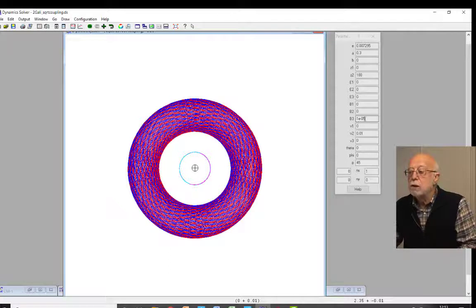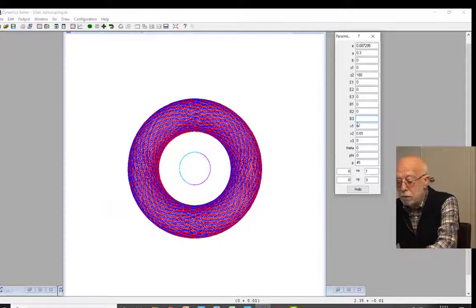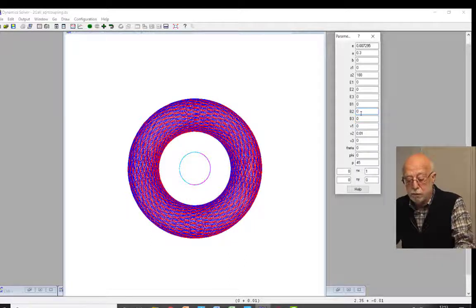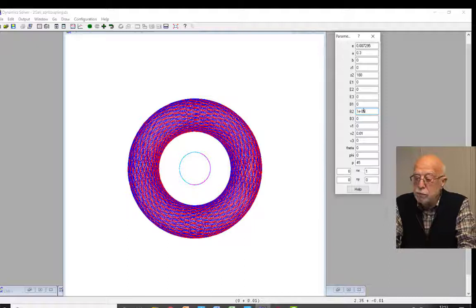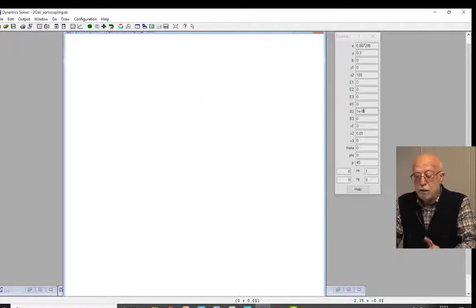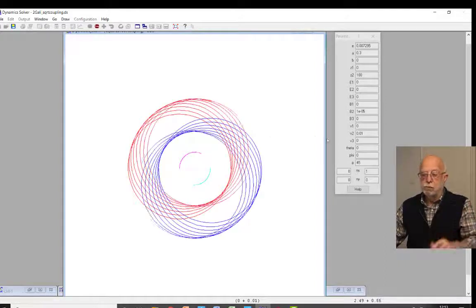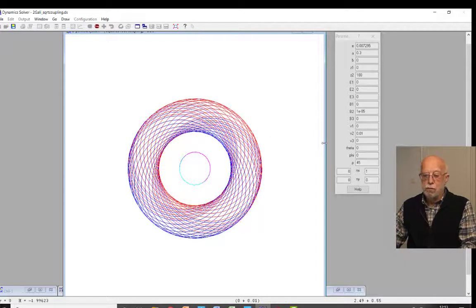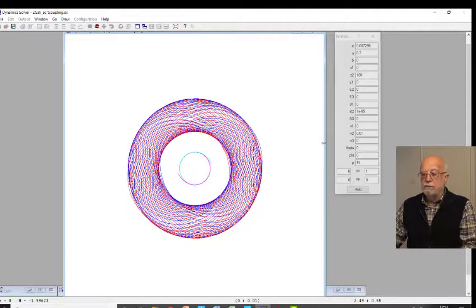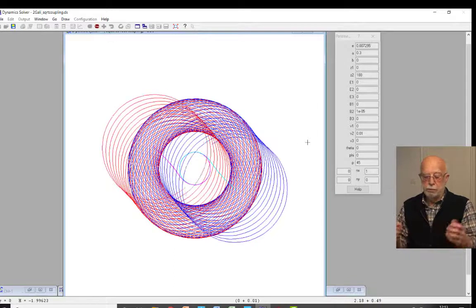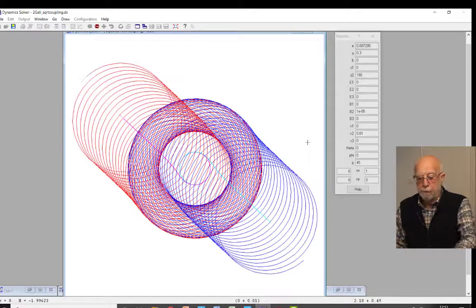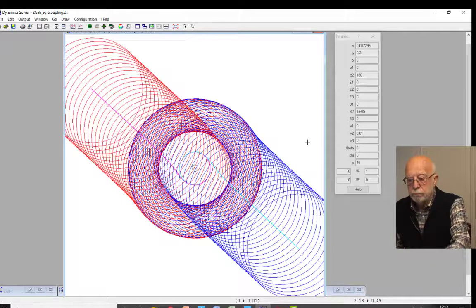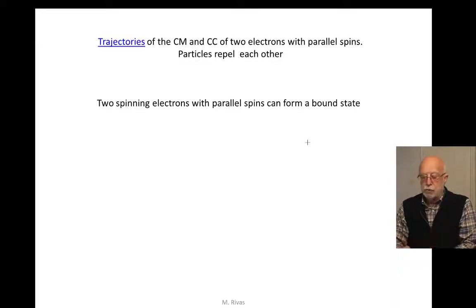Stop integration and put another magnetic field, for instance, around the y-axis. Oh, this seems also a quite stable motion, but after a few turns, the two particles repel each other. Okay. Two spinning electrons with parallel spins can form a bound state.